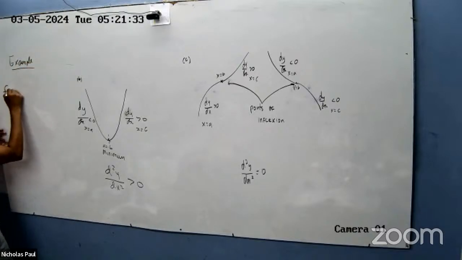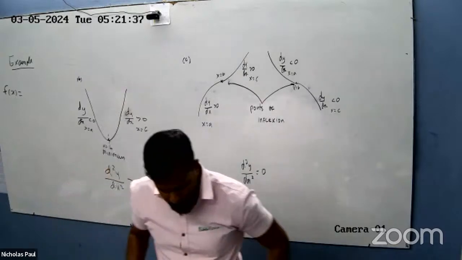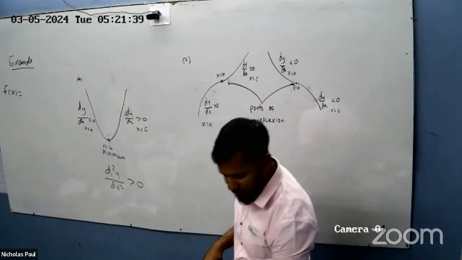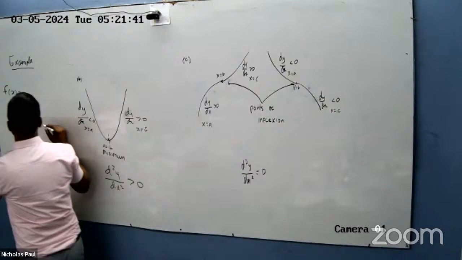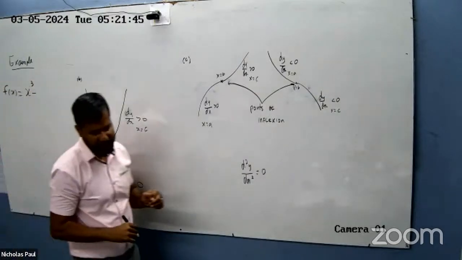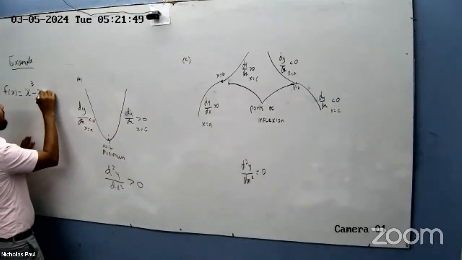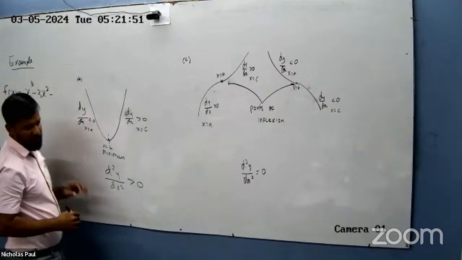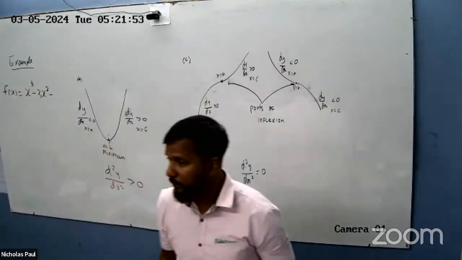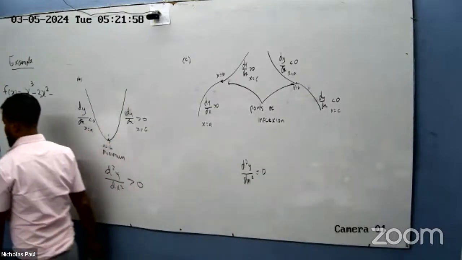All right, so I'm going to give you one here. This question is a little long, but they're not challenging. It's a little bit long sometimes. x cubed minus 3x squared minus 24x plus 9.